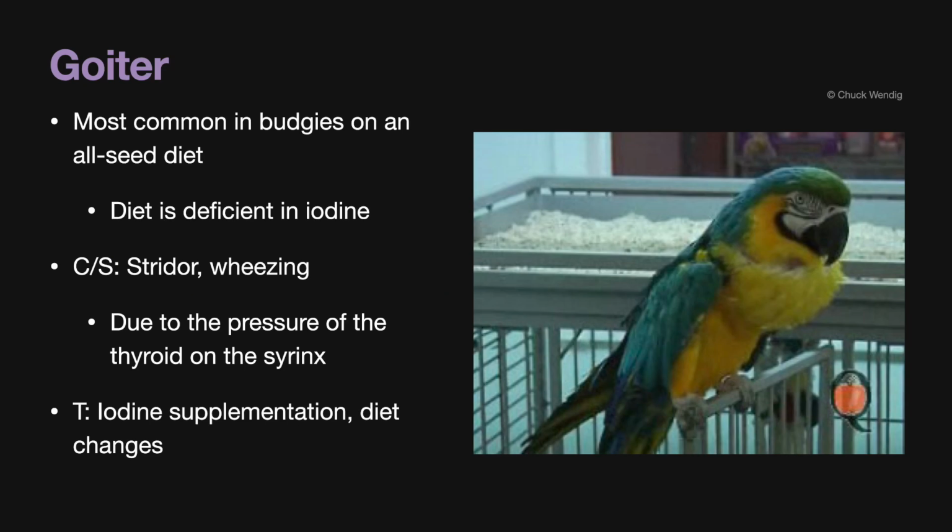Next up, we have several nutritional disorders. Goiter is most commonly seen in budgies that are consuming an all-seed diet. These diets are deficient in iodine, which results in goiter. Clinical signs include stridor and wheezing due to the pressure of the thyroid on the bird's syrinx. Treatment involves iodine supplementation and diet changes.